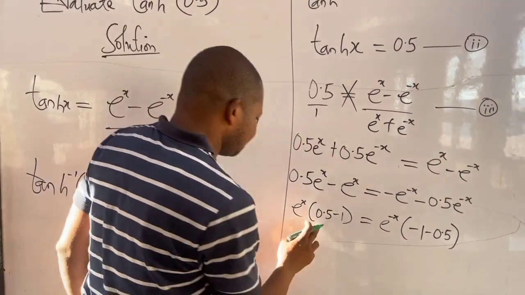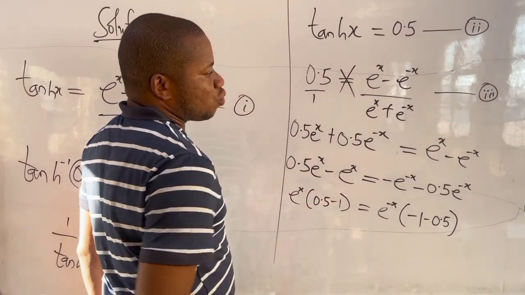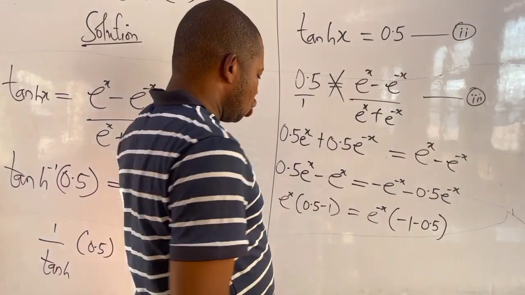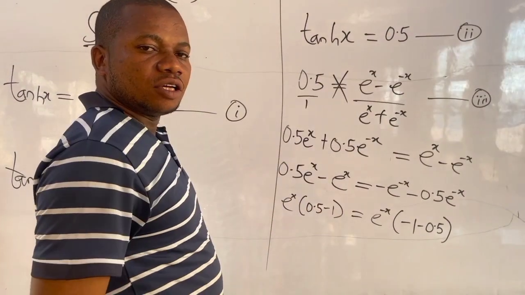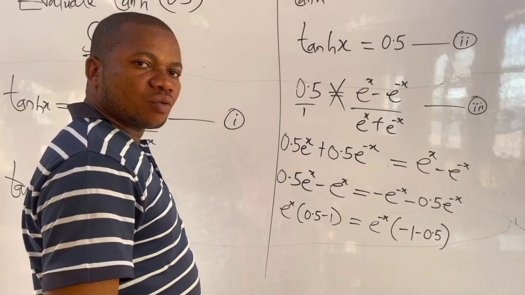Now coming here, 0.5 minus 1. 0.5 means half. So half minus 1. If you take away half from 1, what will you get?